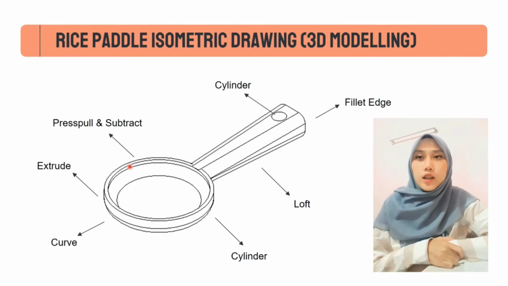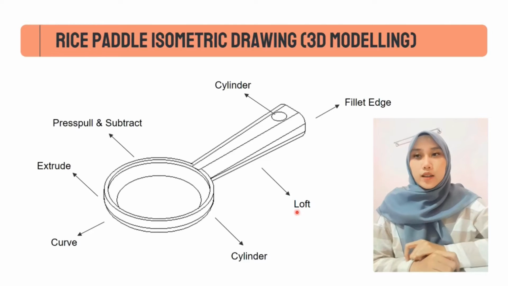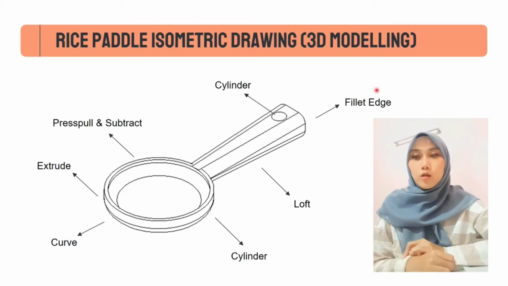After that, I use fillet edge for the base object on the cylinder. For the handle part, I use loft to create a surface between the cross sections, and the cross sections will determine the outer shape for the handle part of the rice paddle. For the end part on this handle, I use fillet edge again to create a rounded transition between the adjacent faces of the 3D solid.